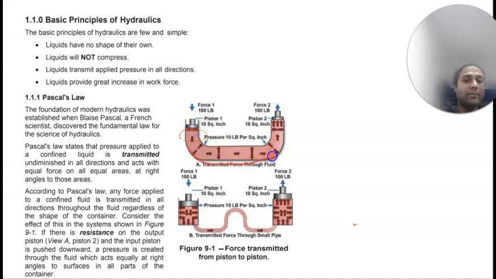So this force is transmitted in all directions throughout the fluid, from here all the way here, regardless of the shape of the container. I can change the shape of the container, but force or pressure will be distributed from this point to another point. If there is any resistance at the output, for example, let's imagine this is an output and this is an input, the pressure will try to push it up. If you push this one down, the pressure will push it up.